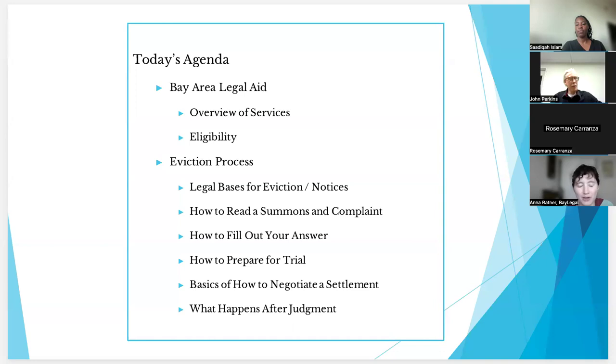We're going to do a real quick overview of Bay Area Legal Aid services. And then we're going to go into the various aspects of the eviction process in California, legal bases for eviction and permissible types of notices, how to read a summons and complaint, how to fill out an answer, how to prepare for a trial, basics of how to negotiate a settlement, and what happens after a trial. Next slide.